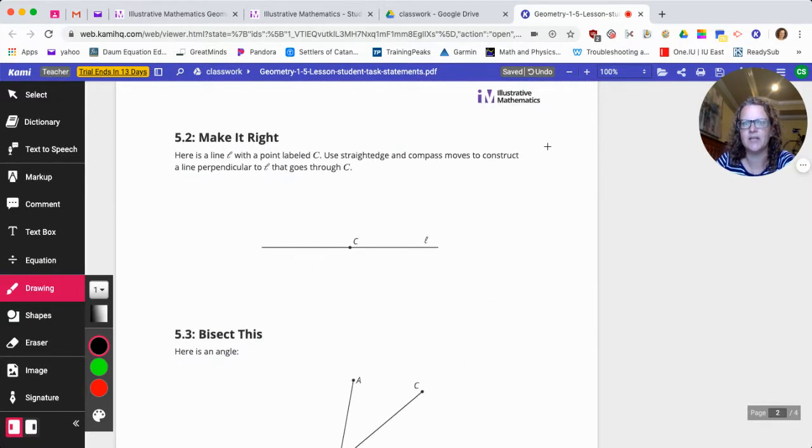All right, so here is line L with a point labeled C. Use a straight edge and compass moves to construct a line perpendicular to L that goes through C. So we're trying to construct this line.